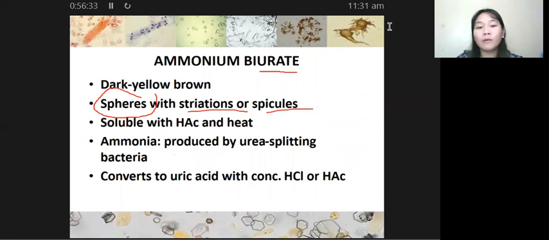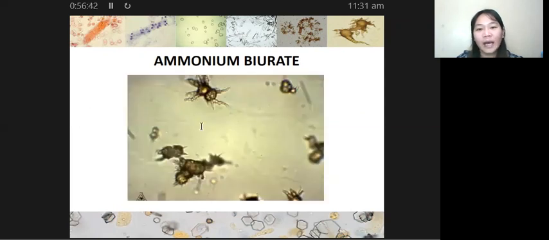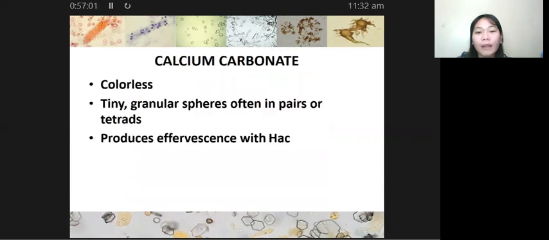So ano na nga ba yung sinasabi natin na thorny apple appearance? Okay, so ito siya. So, we have the thorny appearance of your ammonium biurate. Spheres with spicules, diba? Spheres with spicules siya. Kaya, the term thorny apple appearance. Okay. So, next, we have your calcium carbonate.